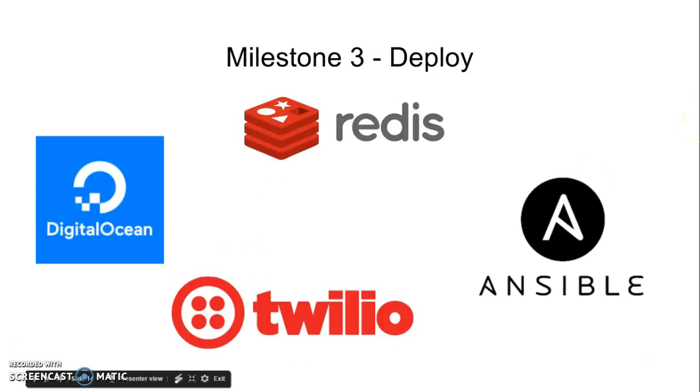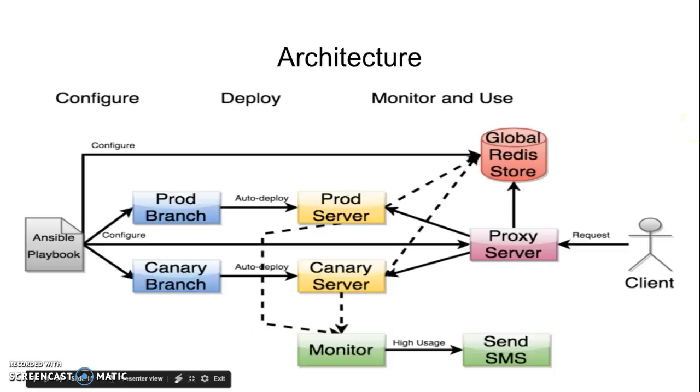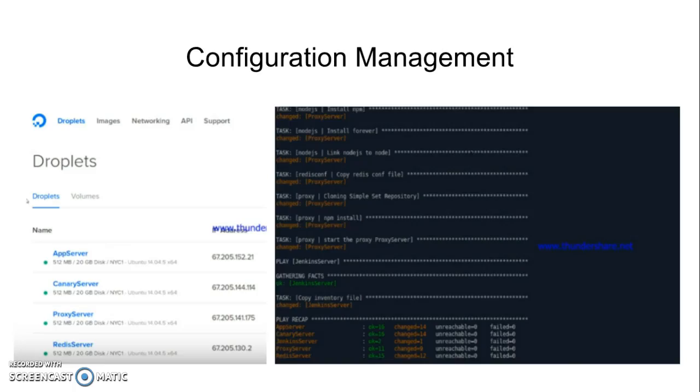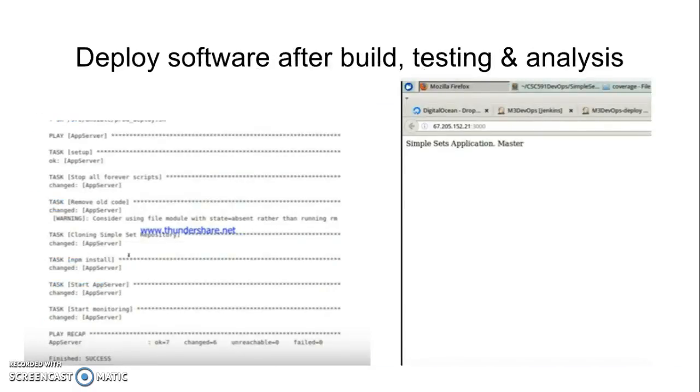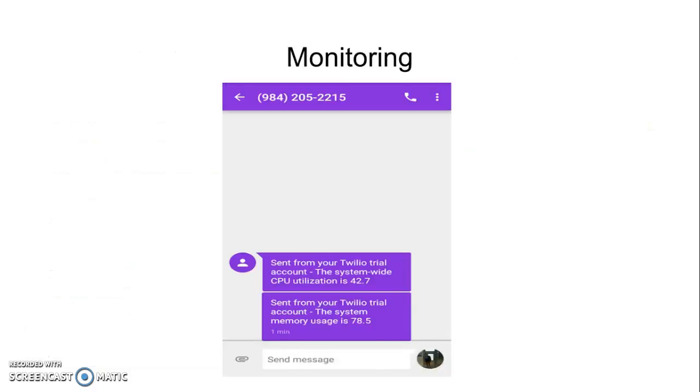The third milestone was the deploy milestone. So this is the architecture which we used. So I'll be explaining the individual components using screenshots. So in the first task, we used Ansible for configuration management and configured our entire cluster of servers. Then after the build, testing, and analysis stage, we deployed our software using Ansible again.